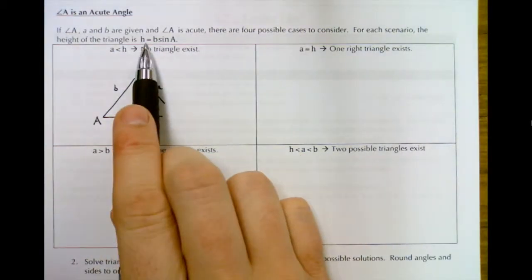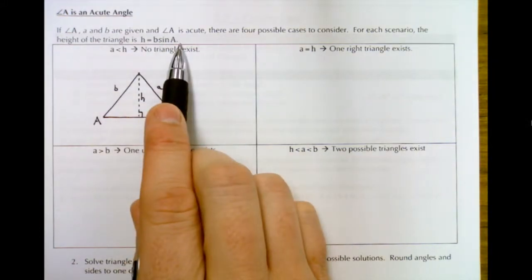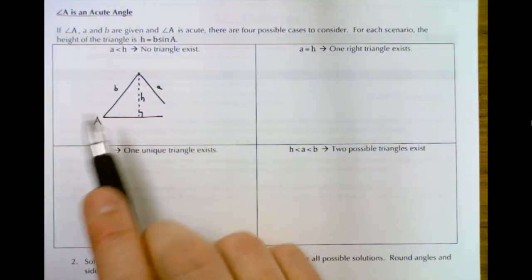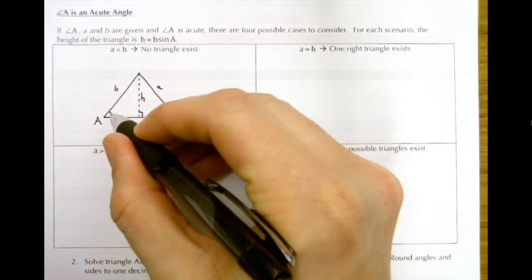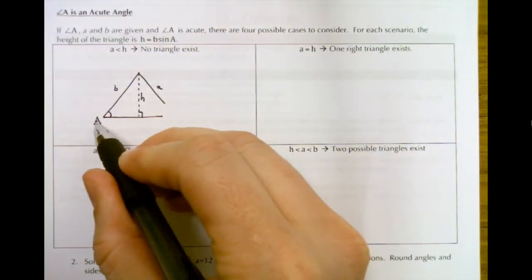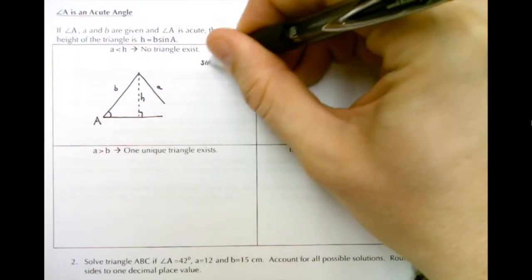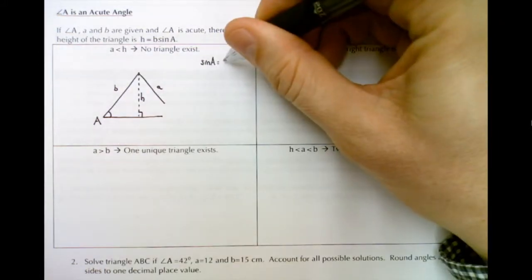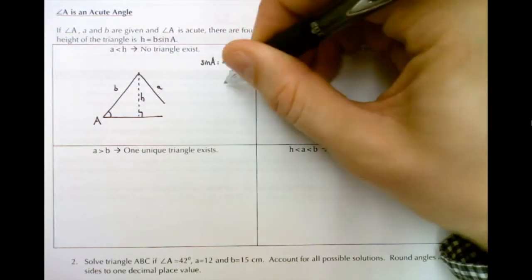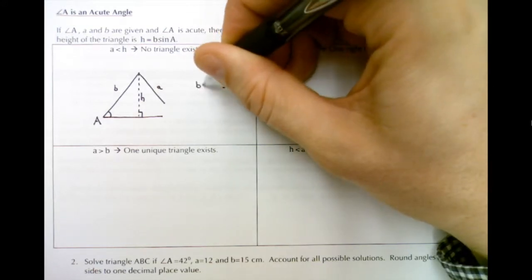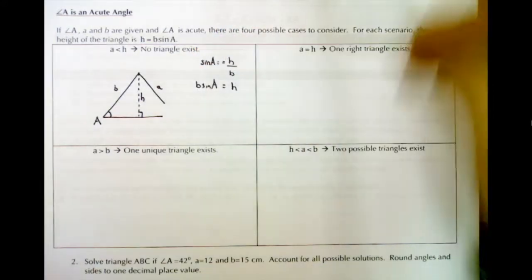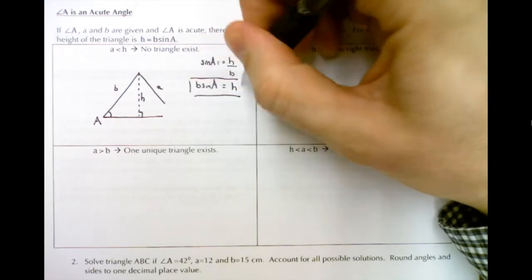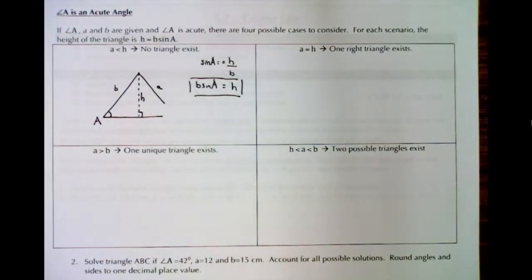Back to this H equals B sine A, where does that come from? Well, if we look at this right side of the triangle, sine A would equal H over B. And to rearrange this, we'd multiply both sides by B. That's where we get our H equals B sine A. And no matter how we draw these triangles, that height equals B sine A will always be true. So keep that in mind. So no triangle if A is less than the height.